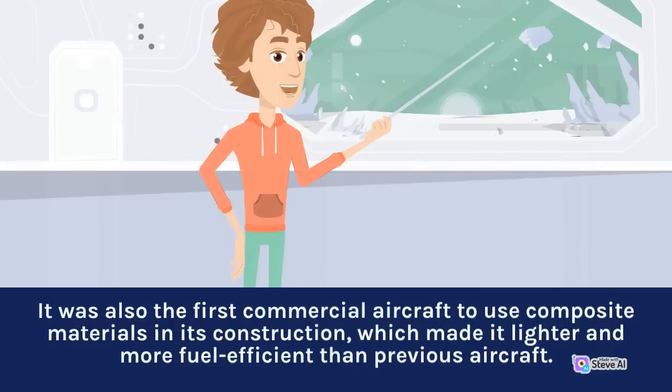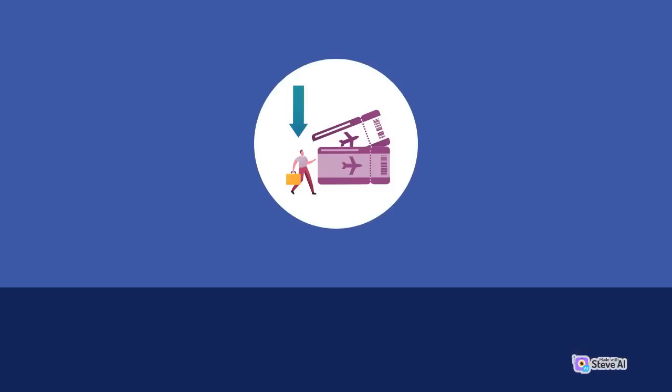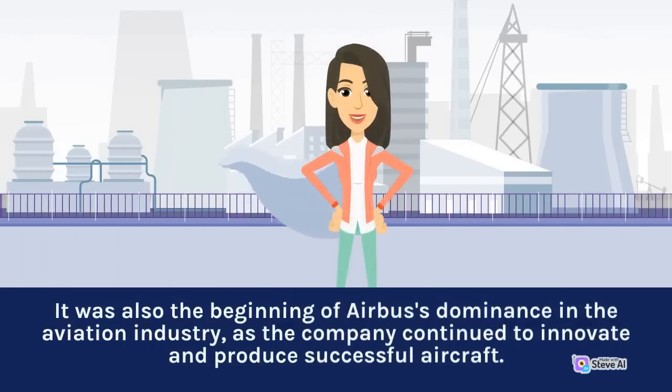It was also the first commercial aircraft to use composite materials in its construction, which made it lighter and more fuel efficient than previous aircraft. The A300 was a commercial success, with airlines purchasing over 250 units. It was also the beginning of Airbus's dominance in the aviation industry, as the company continued to innovate and produce successful aircraft.